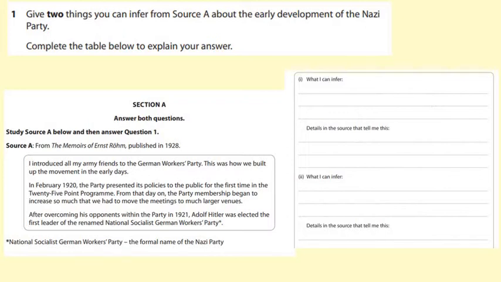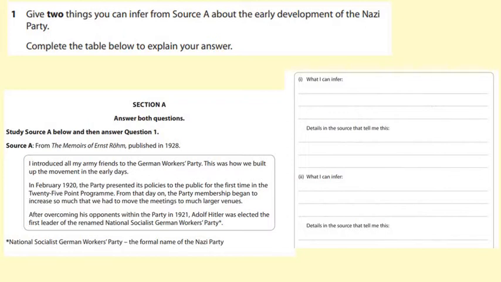So this is from a memoir of Ernest Röhm. Remember, Röhm was the head of the SA, and it was published in 1928. So this is before the Wall Street crash, this is before Hitler was Chancellor or Führer, this is during Stresemann's recovery years, when the Weimar Republic were in charge of Germany.